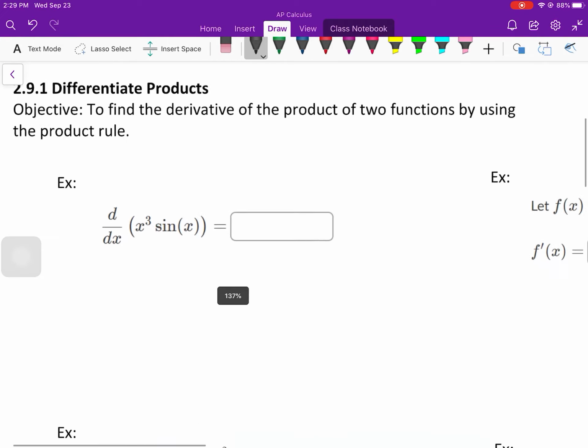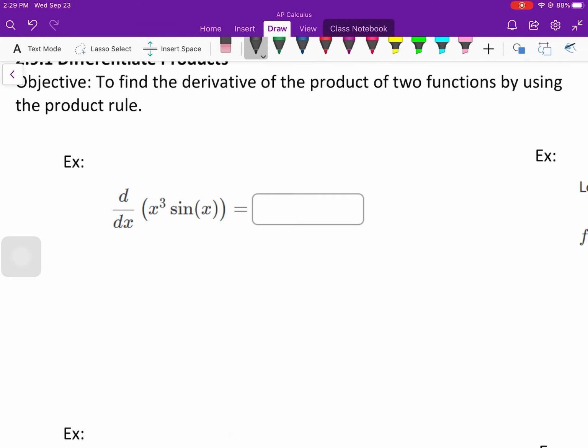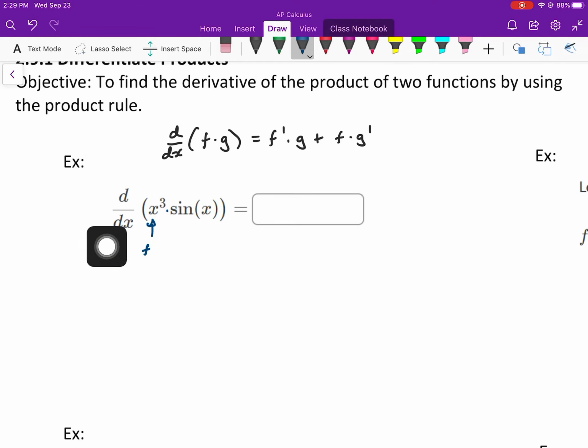So let's look at this one. So derivative of the product of two functions, it's going to be f prime times g plus f times g prime. So let's identify what f is first. So f is x cubed. Now notice this is two functions being multiplied. X cubed times sine of x.